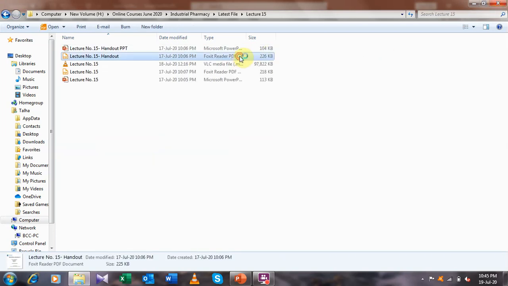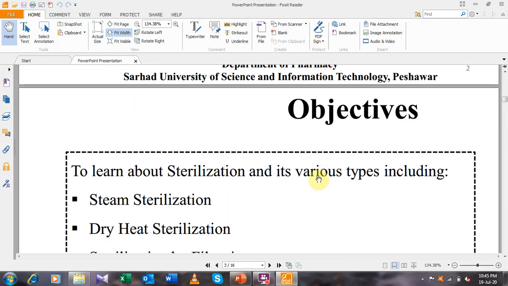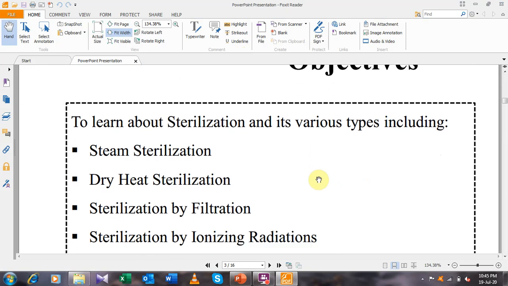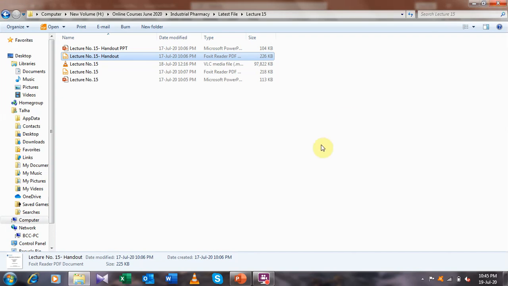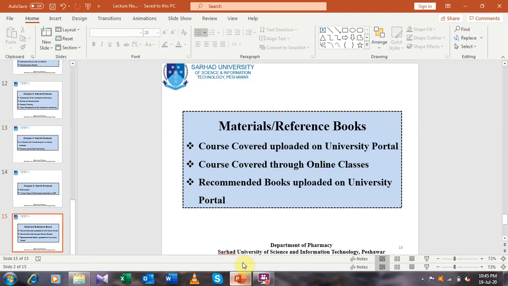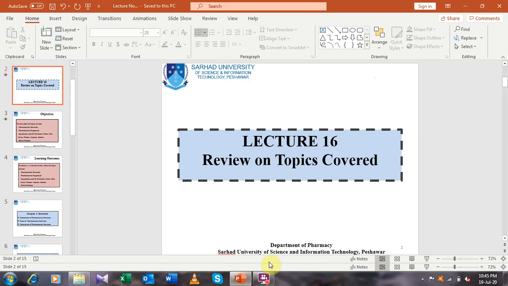And recalling from the previous lecture, that was our 15th lecture, in which we have studied about the sterilization and different types of sterilization described in the USP. In the USP, 5 sterilization methods are there, including steam sterilization, dry heat sterilization, sterilization by filtration, sterilization by ionizing radiation, and the 5th method of sterilization, that is termed as gas sterilization. We have thoroughly discussed these topics, and today's topic is titled as review on topics covered.